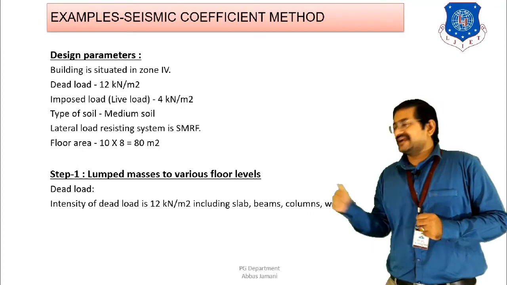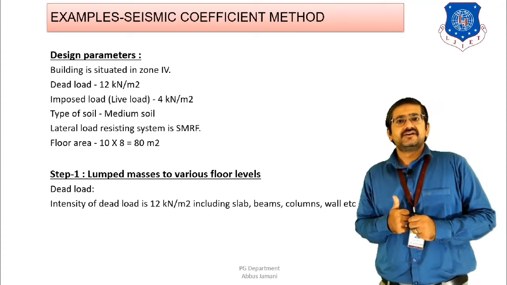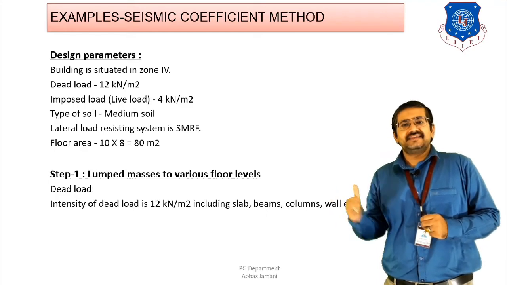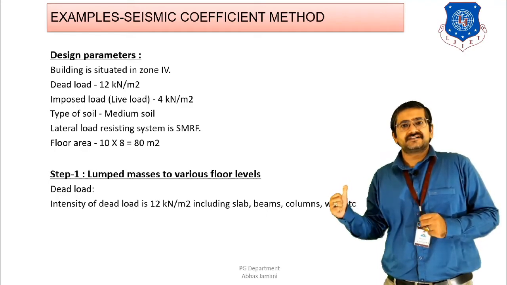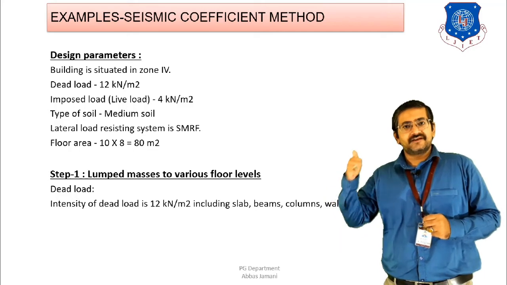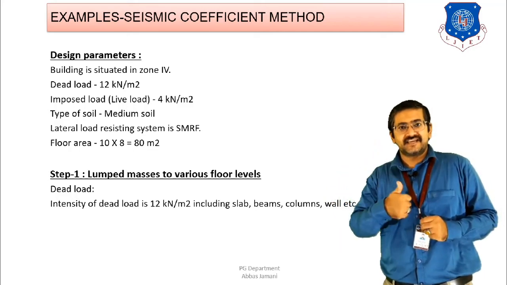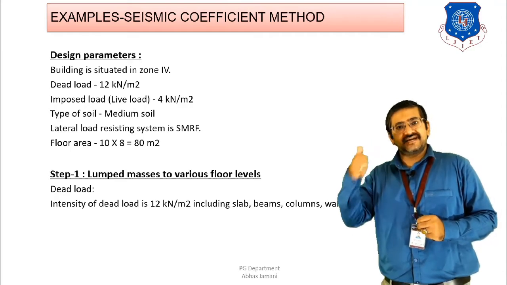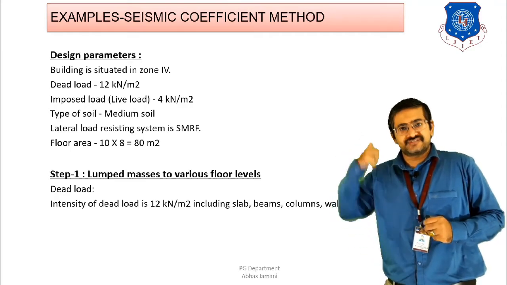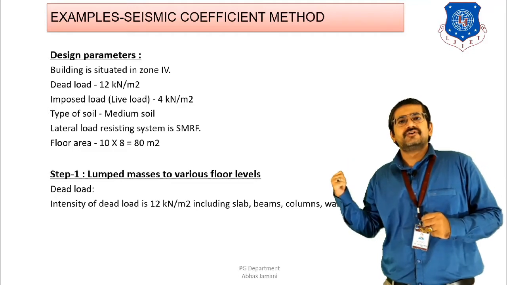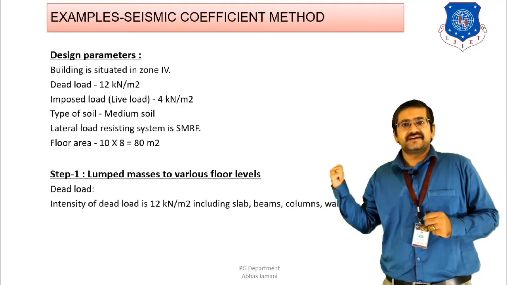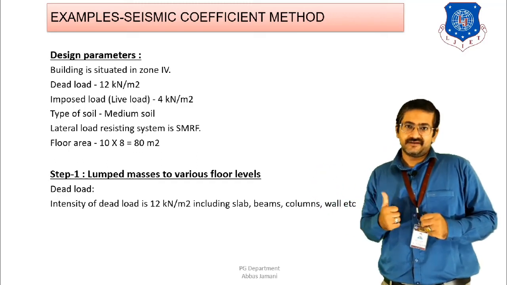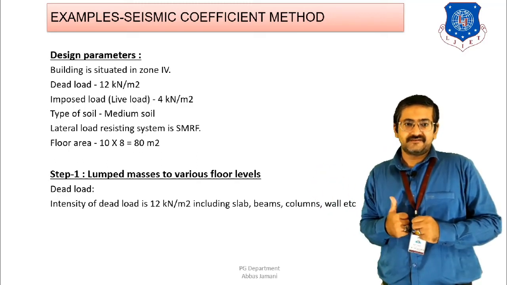Then the type of soil is given as medium soil. So type of soil is going to help us decide the time period and the Sa by g value. So at that particular junction we need to refer to the table. Again we have to keep in mind that we are going to calculate as per the static analysis. So IS 1893-2016 is giving different values for static analysis and dynamic analysis. So you need to go to static analysis. In that you need to go to this particular clause of medium soil, where corresponding to the value of Sa by g, you will get the Sa by g value and the time period value, right? So that thing also has to be kept in mind.